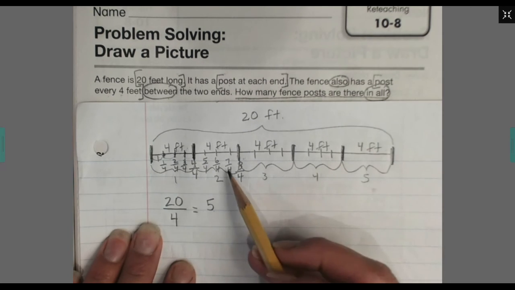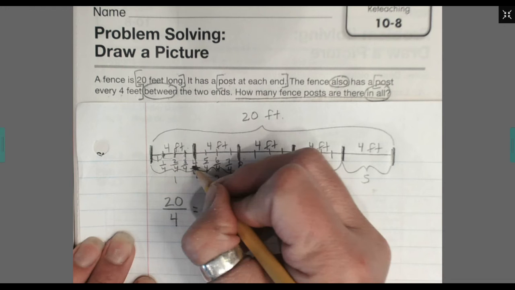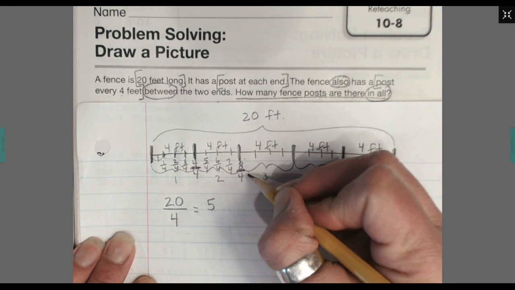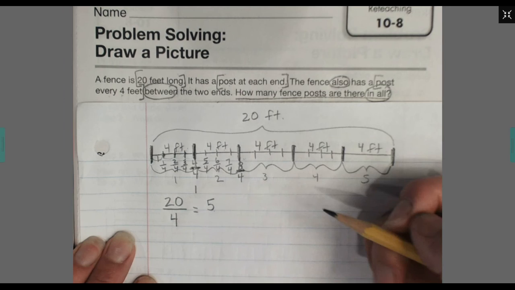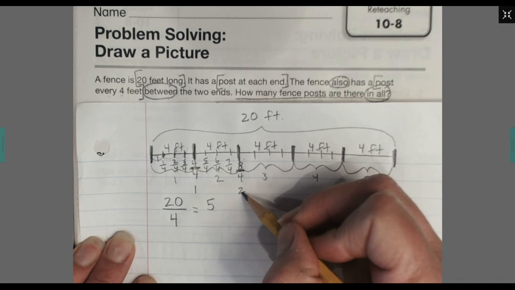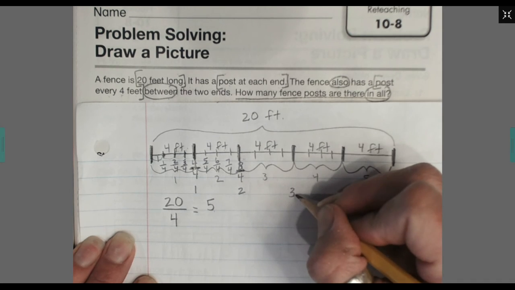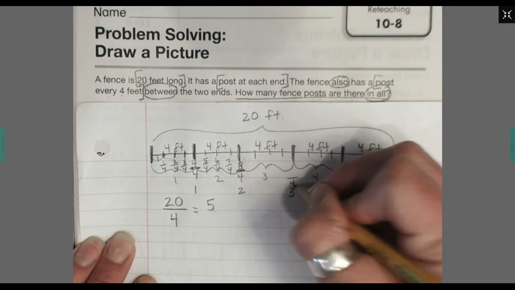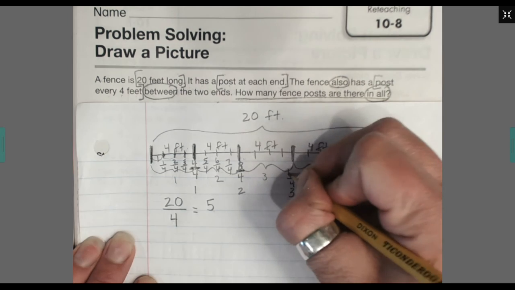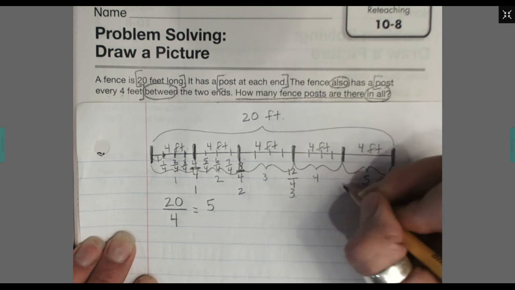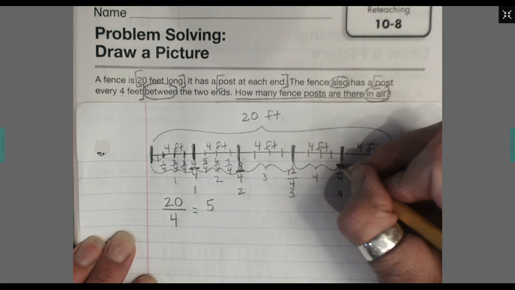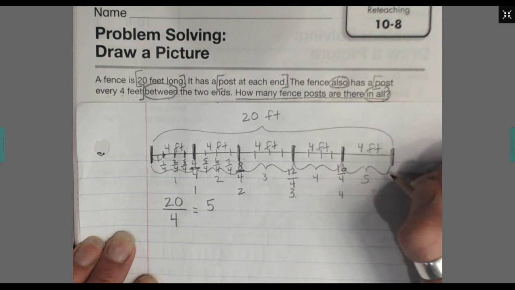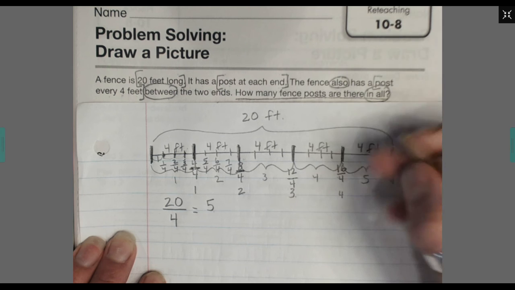Remember what this line means right here for each of these. It means divided by. So 4 divided by 4 was my 1. That's one post. 8 divided by 4 is 2. That's a second post. Here's my third post. So what divided by 4 would be my third post? 12 divided by 4 is my third post. What divided by 4 is my fourth post? 16 divided by 4. What divided by 4 is my fifth post? 20 divided by 4 is my fifth post.